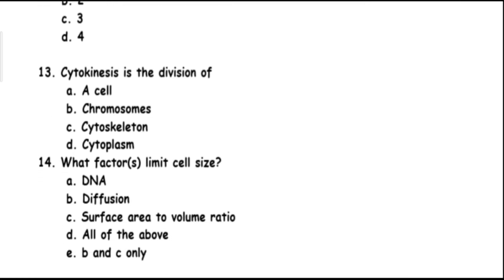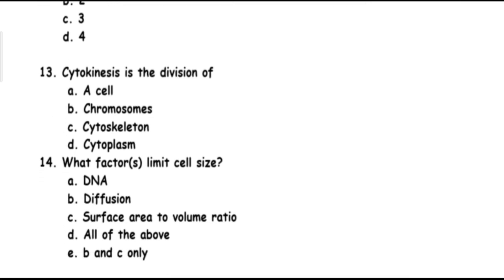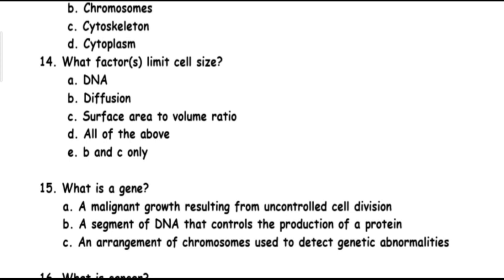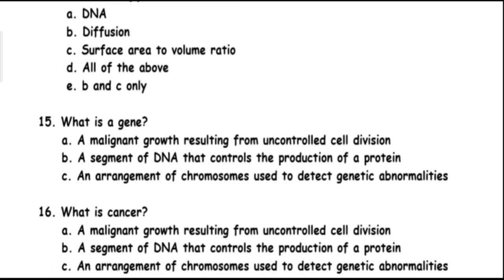Next one, number 13, cytokinesis is the division of the cytoplasm. This is what I told you earlier. Okay, what factors limit the cell size? DNA, diffusion, surface area to volume ratio, or all of the above, or B and C only. So it's letter C, because the smaller the cell, the more effectively it works. The bigger, the weaker. So that's letter C.